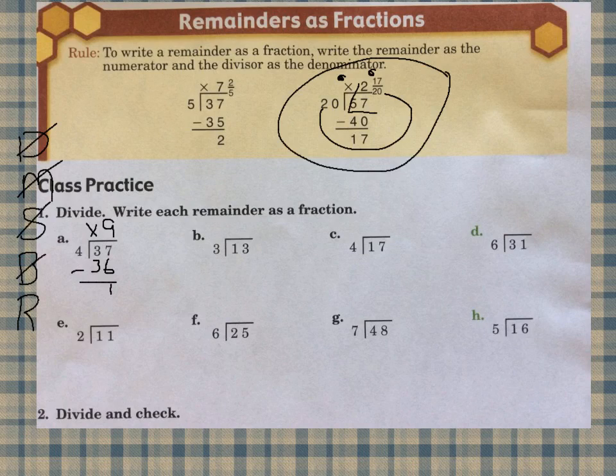Our brother's step, bring down. There's nothing to bring down, so we'll skip that step. And then it's rover, which is repeat or remainder. Here there's nothing to repeat, so it's going to be our remainder of 1. Now we're not going to write our 1, because remember we need to write our remainder as a fraction. So our 1 becomes our numerator, and our 4 over here becomes our denominator. And our answer is 9 1/4.